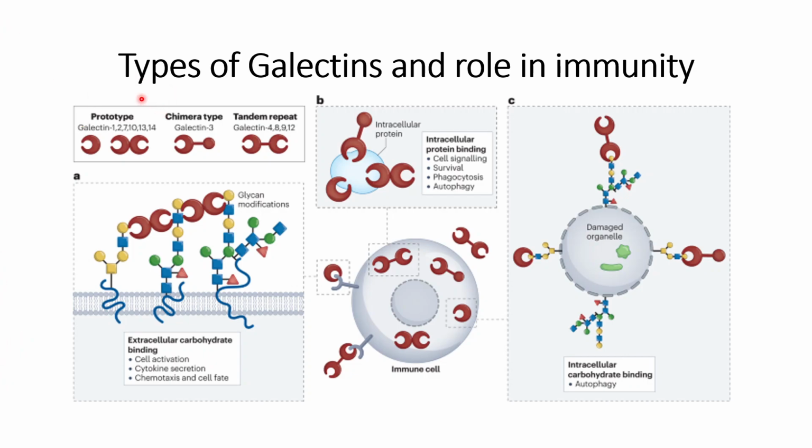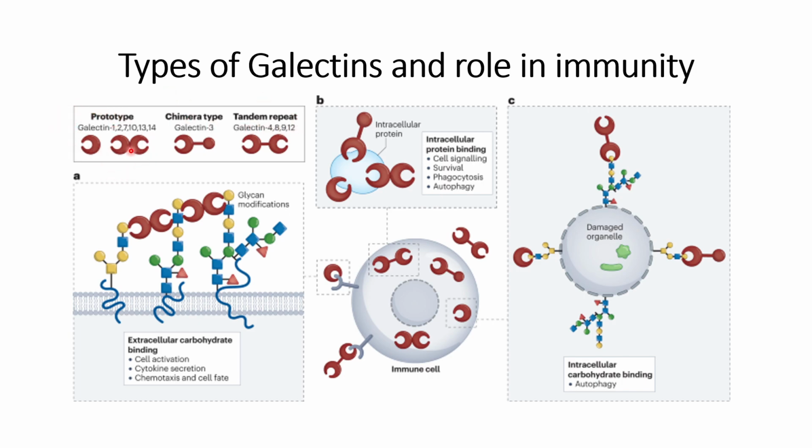In this video we will discuss the types of galectins and their role in immunity. In our previous video we understood that galectin can cause immunogenic reactions in some diseases. So in this video we will understand what the different types of galectins are and how they cause an immune response. Galectins are mainly divided into three types.